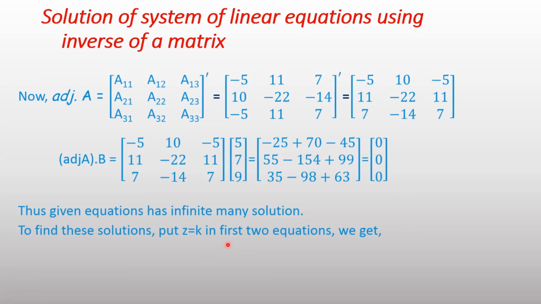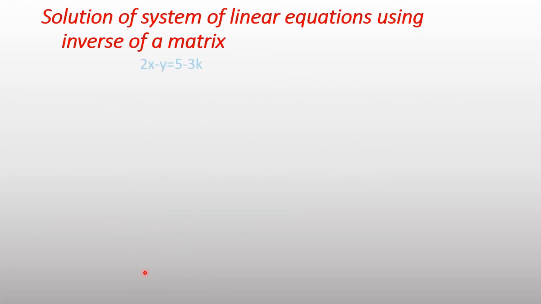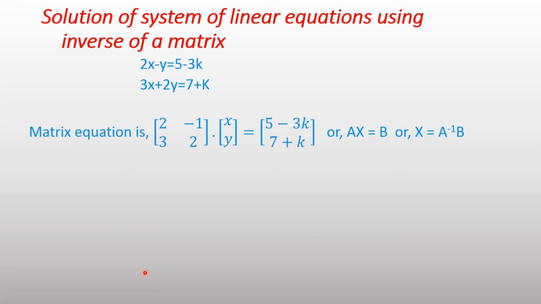Then there are three equations. Take help of the first two equations, first and second. From the first equation we will get 2x minus y equal to 5 minus 3k, and 3x plus 2y equal to 7 plus k. Now it is a linear equation in two variables in that form. Now you can solve it again by the matrix method. Write down the matrix equation AX equal to B in that form.